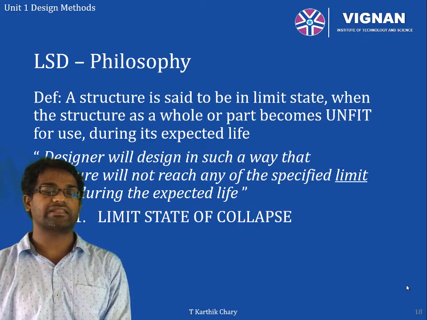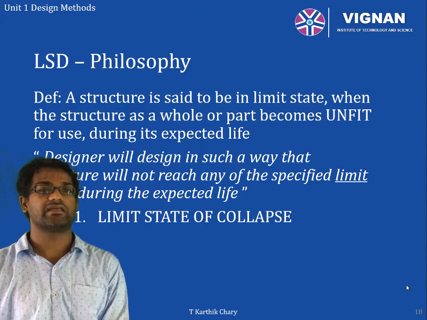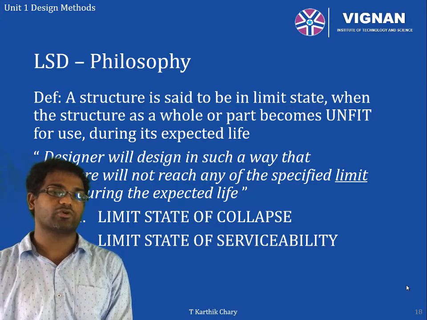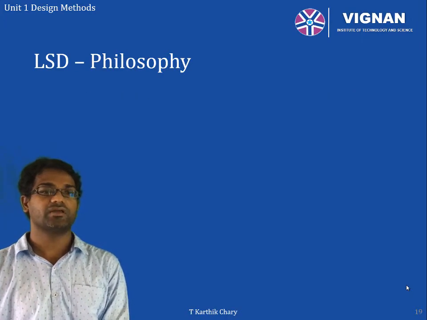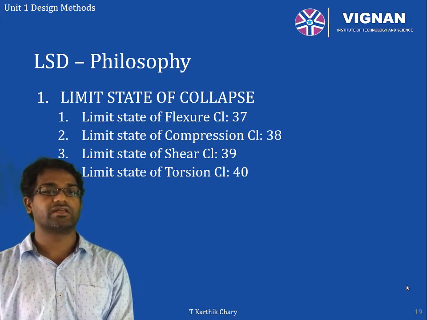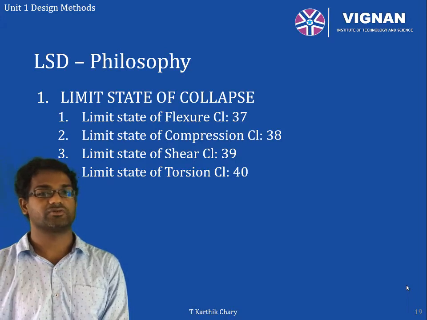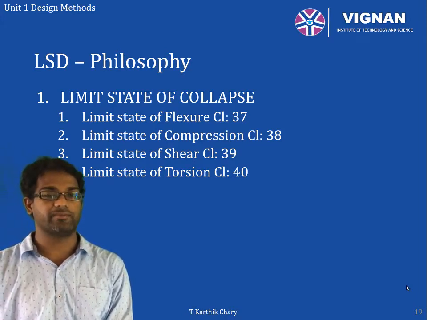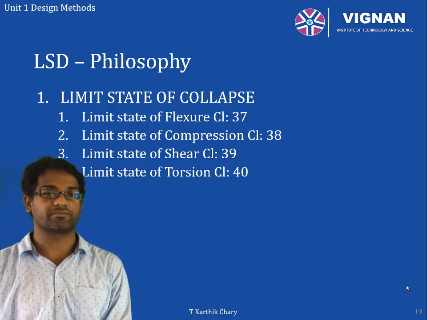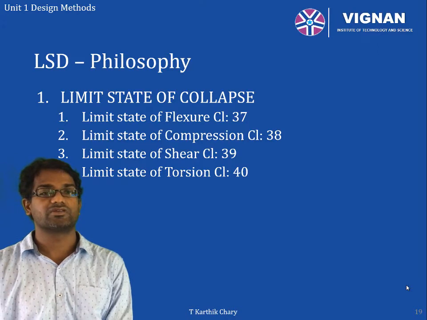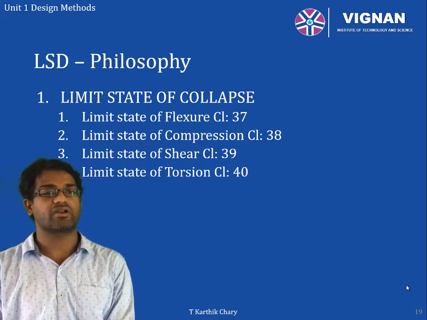We have two categories in limit state design: limit state of collapse and limit state of serviceability. Limit state of collapse considers the limit state of flexure, limit state of compression, limit state of shear, and limit state of torsion. If you have a beam under flexure, you can calculate the limiting moment of resistance which that beam can carry in its whole life period. That concept itself is called the limit state of flexure.